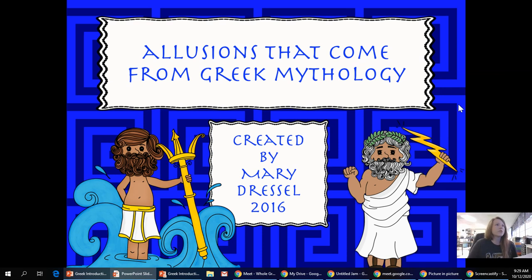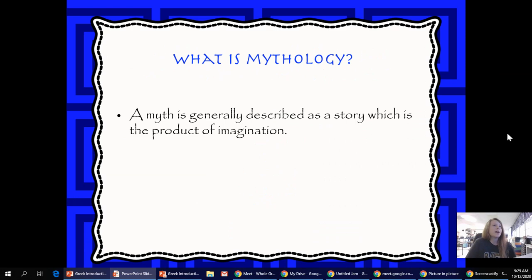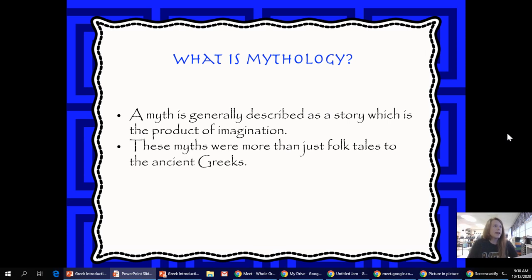Okay, illusions that come from Greek mythology. Okay, so we're looking at something called illusions, and then we're looking at something called Greek mythology. All right, well, first, what is mythology? A myth, so myth is in the word mythology. A myth is generally described as a story which is the product of imagination. So is it going to be a real story or a made up story? Yeah, it's going to be made up. It's from the imagination. Okay, these myths were more than just folk tales to ancient Greeks.